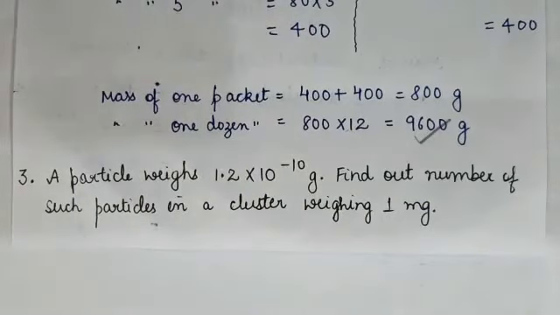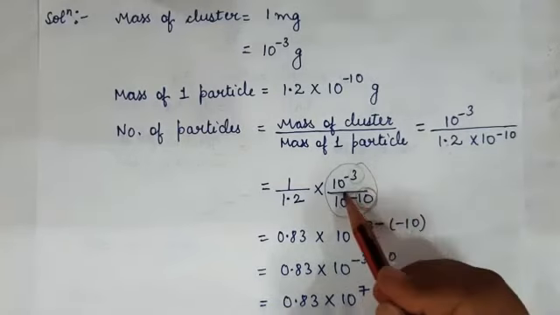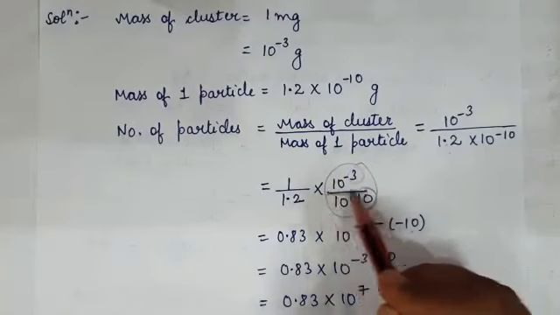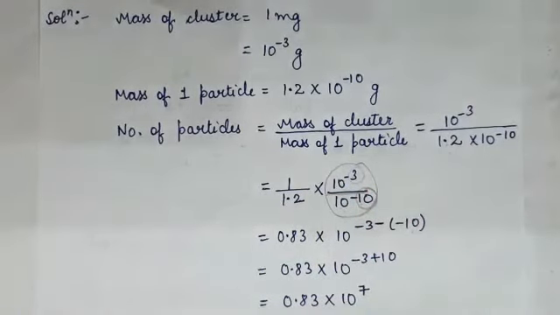This was your question number 3. And the solution is this. The answer is 0.83 into 10 raised to the power 7. You see here? The sign is of division. So the powers, they will get subtracted. Okay.